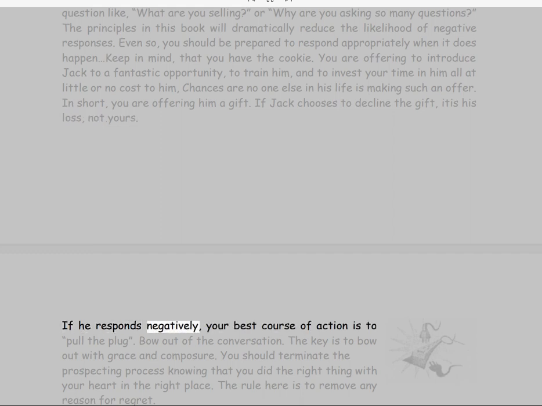If he responds negatively, your best course of action is to pull the plug. Bow out of the conversation. The key is to bow out with grace and composure. You should terminate the prospecting process knowing that you did the right thing with your heart in the right place. The rule here is to remove any reason for regret.